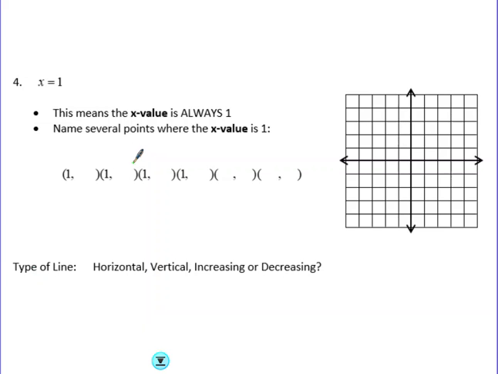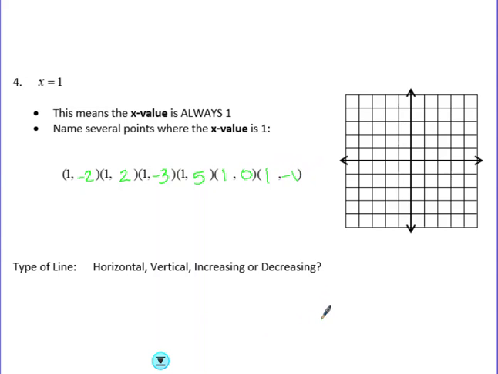Our fourth example is the equation x equals 1. This means that the x value is always 1. The y value could be anything, so we're going to name some points where the x value is 1. We can pick anything we want for the y value. So I'm going to pick negative 2, positive 2, negative 3, positive 5. Then since my x is always 1, I have (1, 0), (1, negative 1). You can pick any number you want for y.